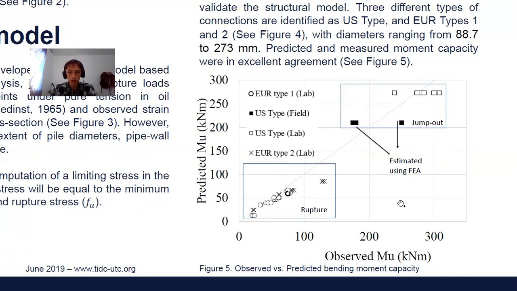We are also able to predict the failure mode. All of these US tests failed due to jump out, and that was predicted by the methodology, and all of the European type failed due to rupture, and we also predicted that. Something to keep in mind here is that the field testing probably has the biggest scatter. That's because there are too many uncertainties with field testing. So there is certainly no safe way to directly measure moments at the connection.